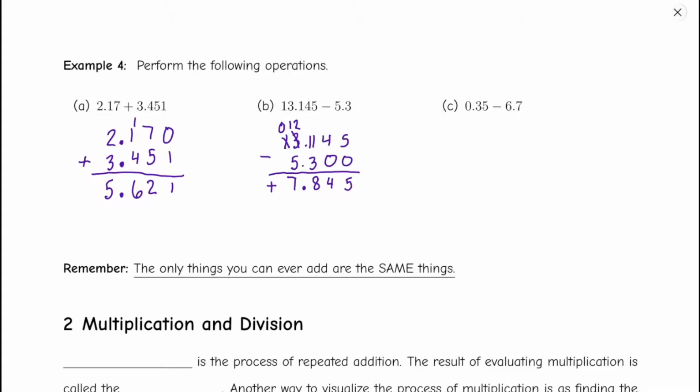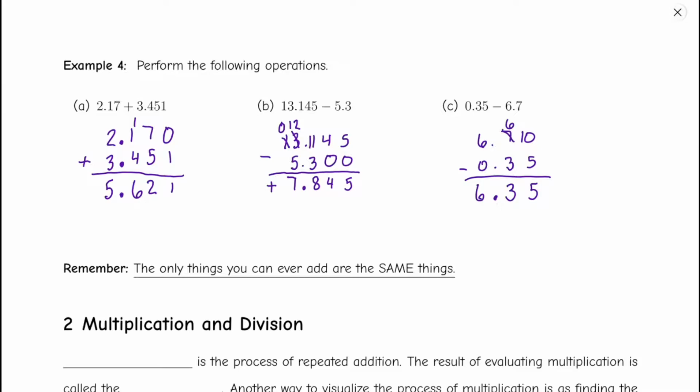Now C, 0.35 minus 6.7. So again, you take the larger absolute value and put it on top, which is the 6.7, minus 0.35. I need one filler zero. You subtract the numbers in this order. 0 minus 5, I need to borrow. 10 minus 5 is 5. 6 minus 3 is 3. 6 minus 0 is 6.